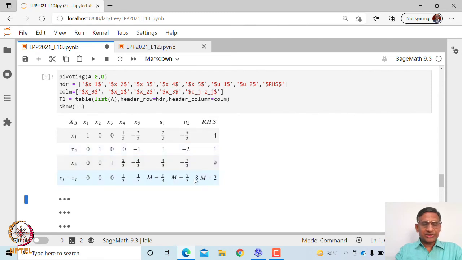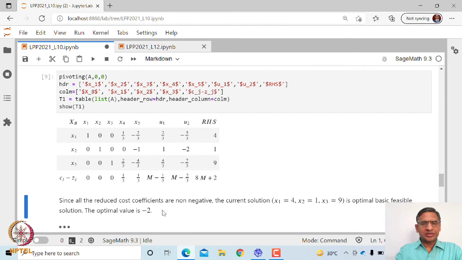This is the optimal solution, and it occurs at x1 is equal to 4, x2 is equal to 1, x3 is equal to 9, and the value of the objective function at this value will be -2. This here is minus z is equal to 8m plus 2, therefore z is -2. So that is the basic feasible solution, and it is optimal.